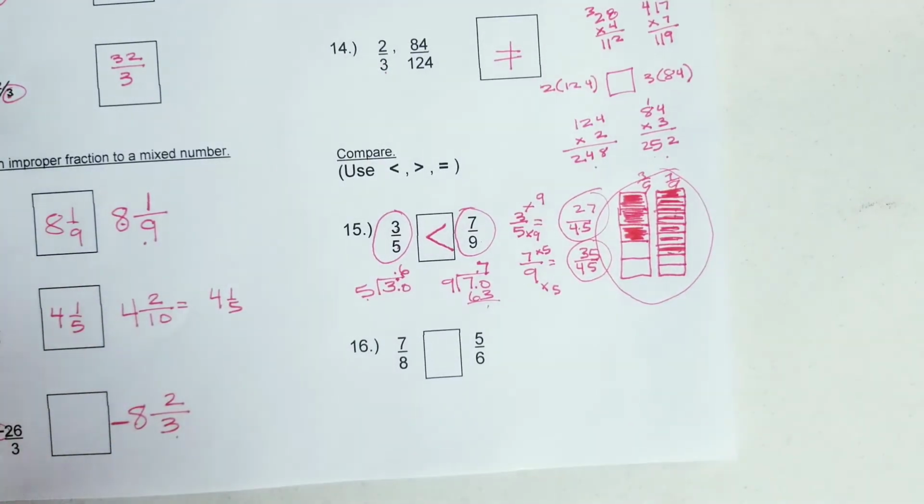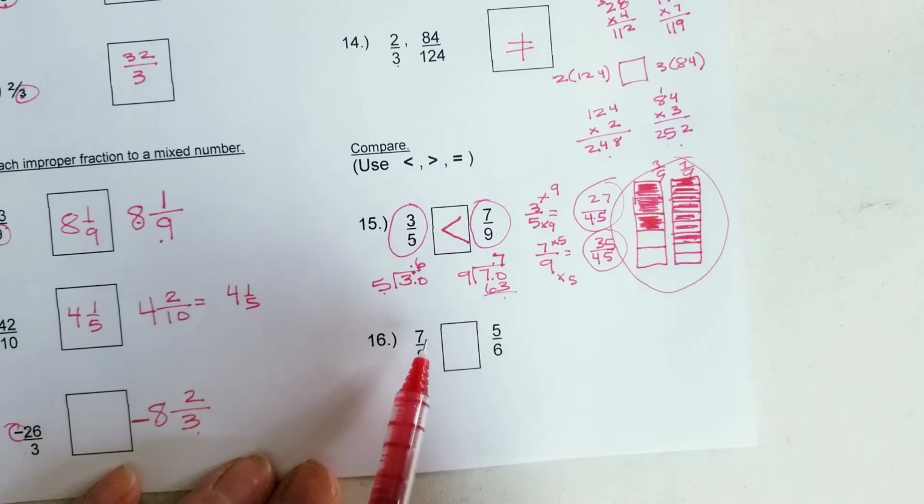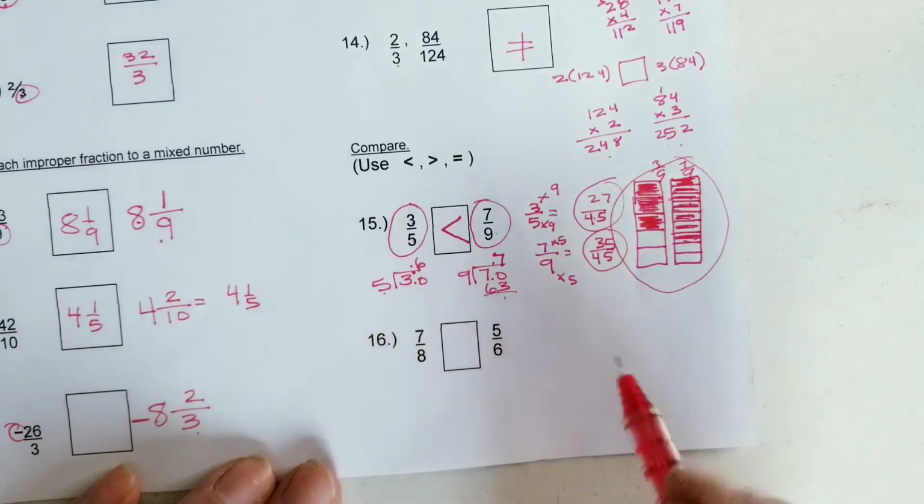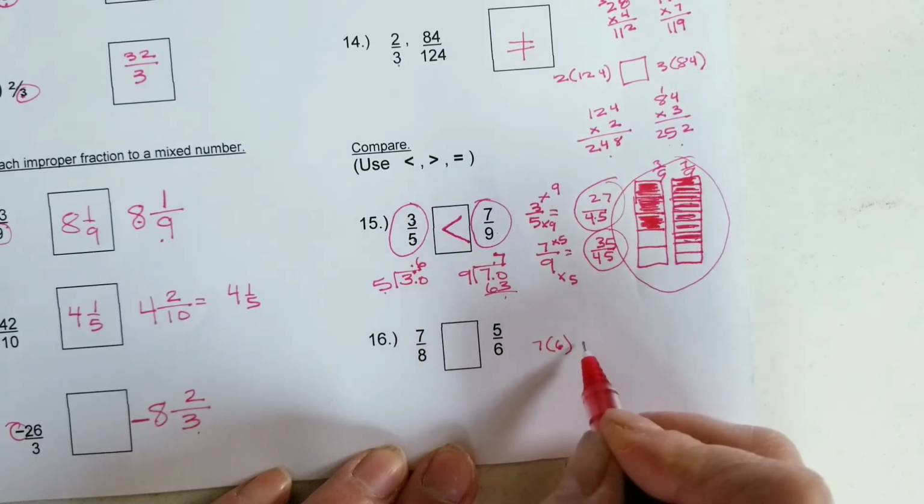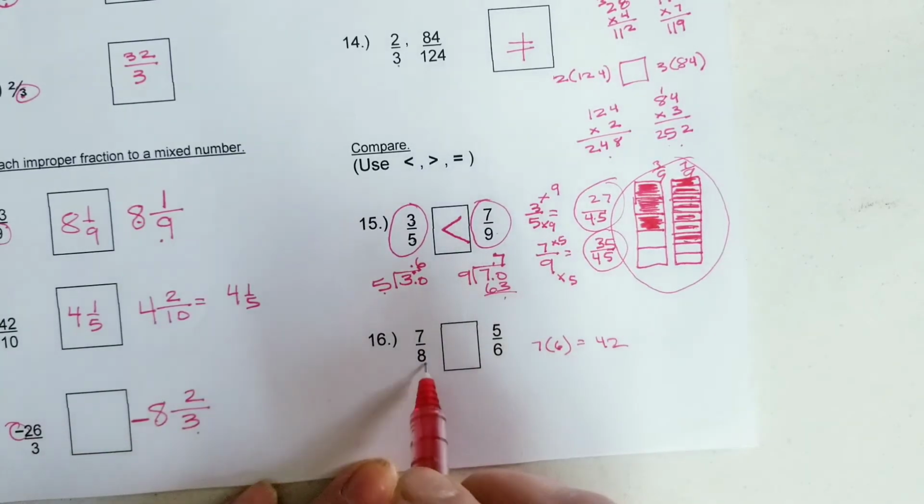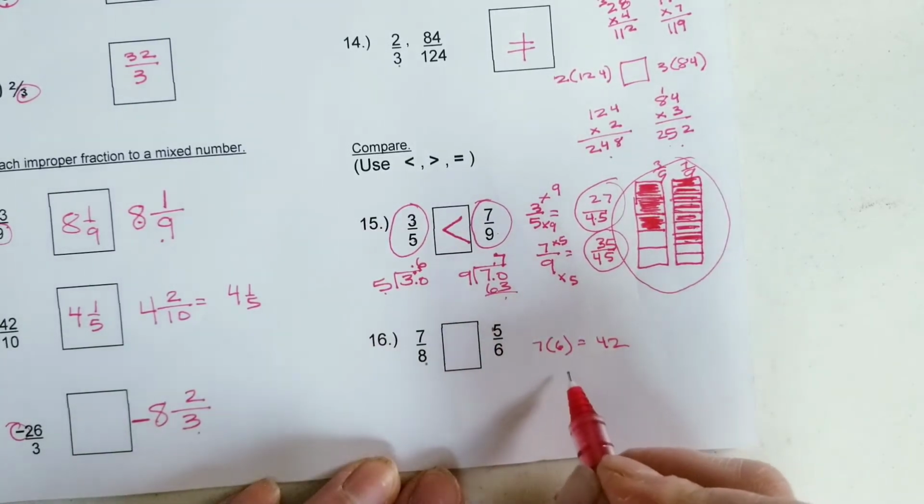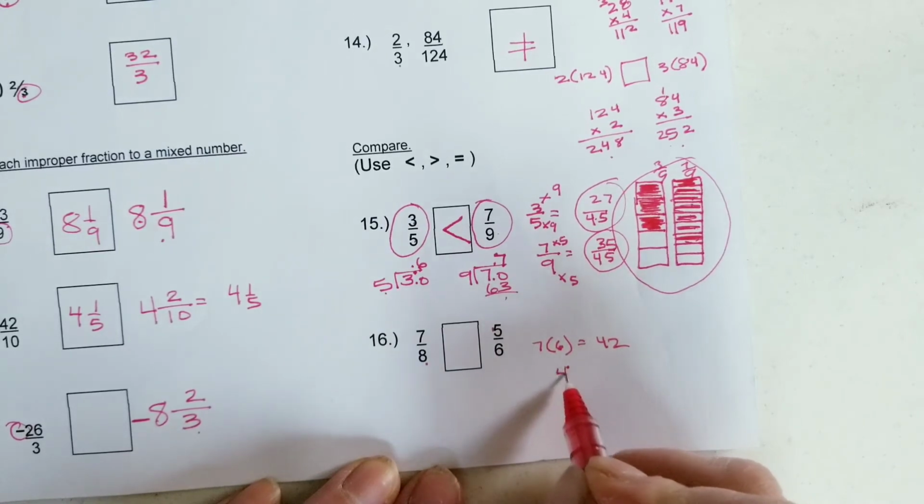So let's look down at this one. So we'll just cross multiply for this one. Our numerator times our denominator here, 7 times 6 equals 42. And here 8 times 5 is 40.